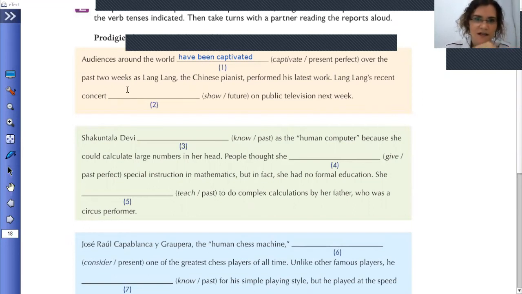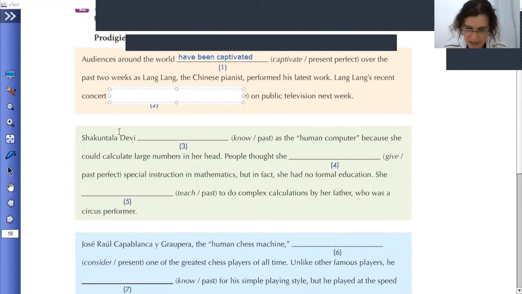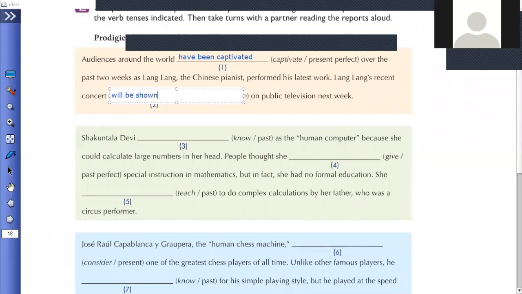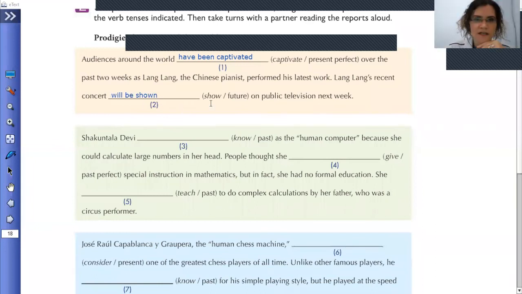Look at your list. And then here we're looking at show and future. So will be shown. Yeah, shown, because the verb 3 or past participle of show is shown. Next, know in the past. The past is was or were. Shakuntala Devi. It's singular, so has known. Okay, go a little bit faster, yeah, guys, because if I wait for you to answer, it's a bit long. So we go to give and past perfect.